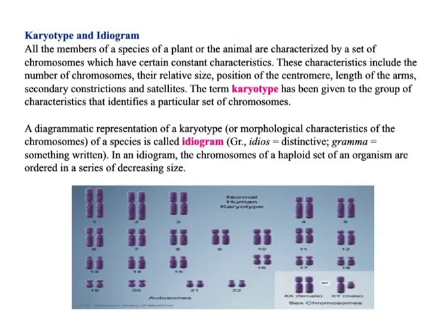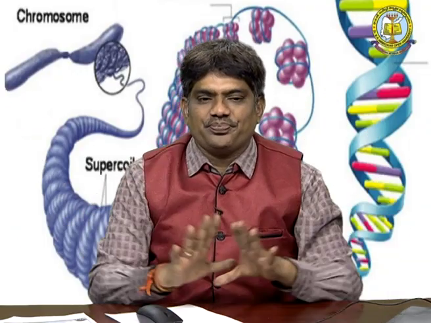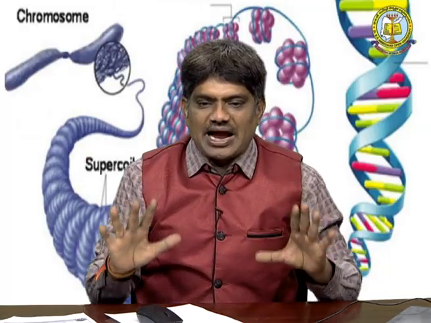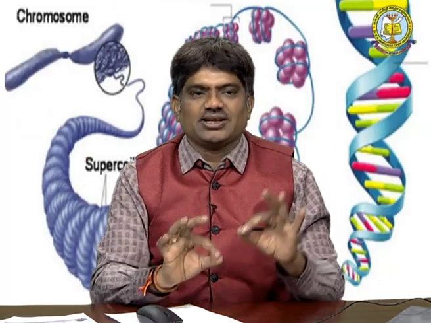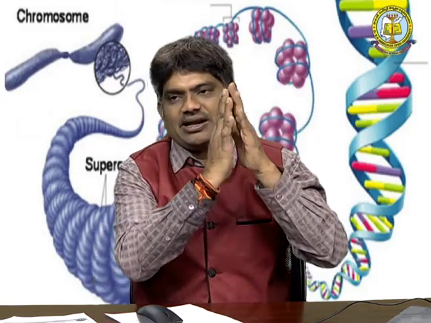The chromosome has two arms, the short arm and the long arm, the P and Q arms. Based upon the length of the P and Q arms and the chromatid length, we arrange them geometrically and diagrammatically, from the longest chromosome to the shortest chromosome. That we call the ideogram, a systematic arrangement as per their chromatin length.